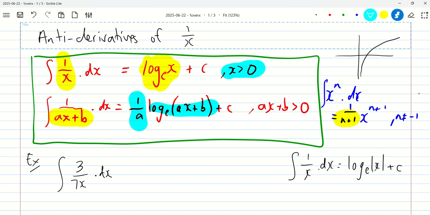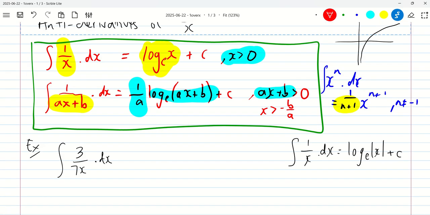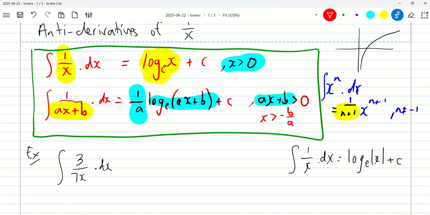Again, whatever is inside of that bracket needs to be greater than 0. We can't have log e of something that's negative or equal to 0 for that matter. So ax plus b must be greater than 0. We could also write that as x greater than negative b over a, depending on what your b is and what your a is. Okay, I hope that makes sense. It's not a very long video today. We just want to have a look at a couple of examples and we'll be done.